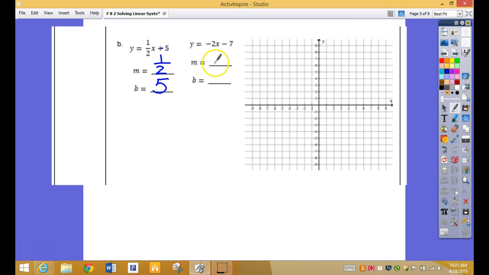Let's do this slope right away. What's the slope for this one? -2. Negative 2 over 1, or just a -2, but I'm going to put it in fraction form because I know I have to graph it. And then what's my y-intercept for this equation? A -7. All right, so I'm going to give you a minute to graph both of these, and they will intersect. And then I want you to hold up on your board the ordered pair where they intersect.